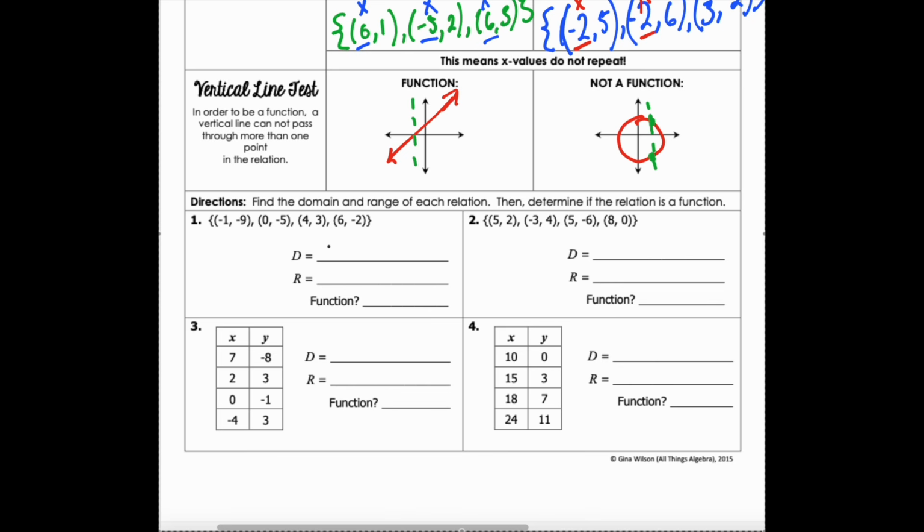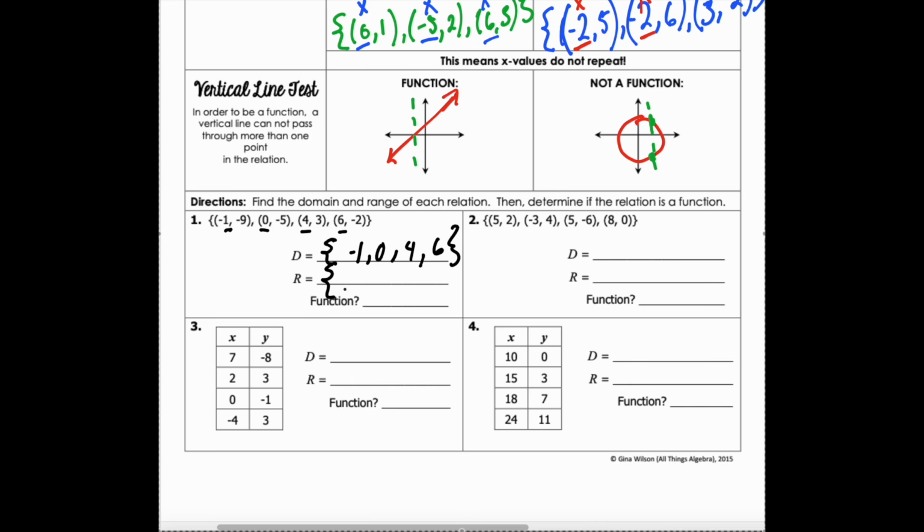So let me use a black. Remember, the domain is all of our x values. So here I have -1, 0, 4, and 6. And thankfully, they've already put this in order. If they did not, you definitely want to rearrange them from least to greatest. So I have -1, 0, sorry, we don't need a parenthesis right here, and then we have 4 and 6. That would be all of our x values, and that would be our domain.